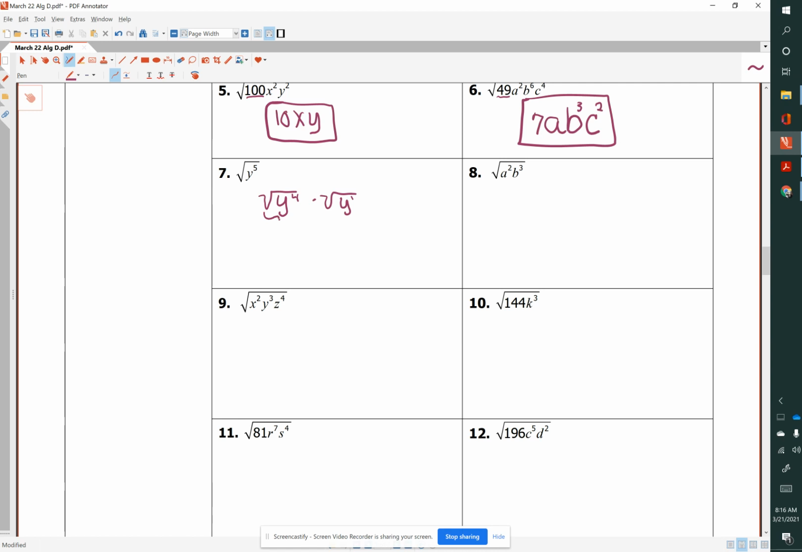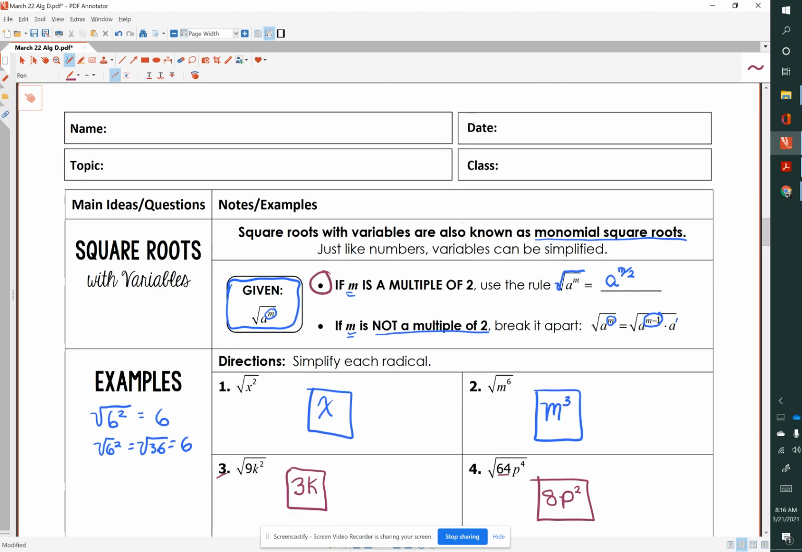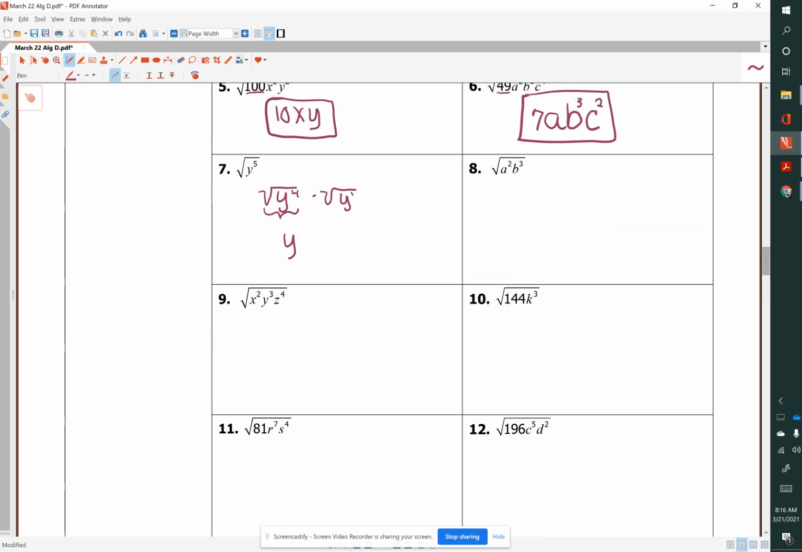So now we evaluate the left side, the square root of y to the 4th power. We use the first rule. We're going to use the first rule on the part that is now a perfect square. So that would be y to the 2nd power. And the square root of y is sort of prime, so we just have to express it in that way. And that's our final answer. That's how you leave it.